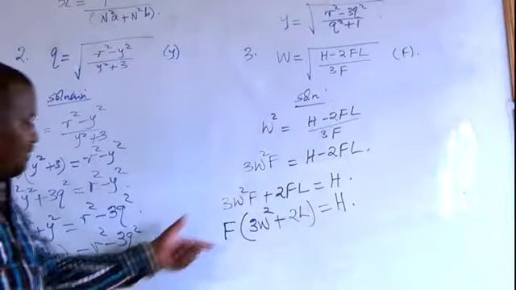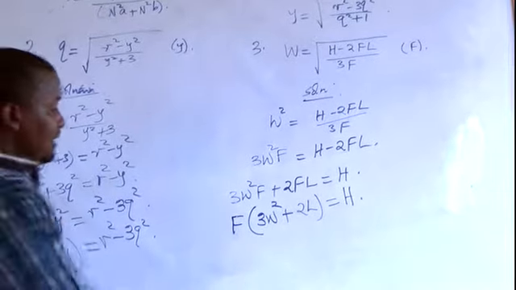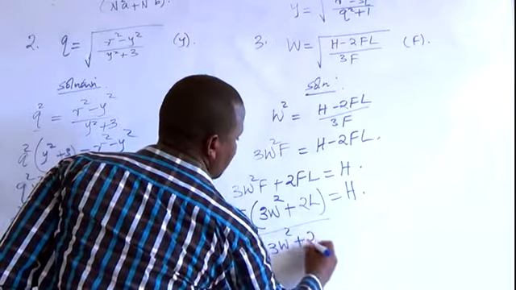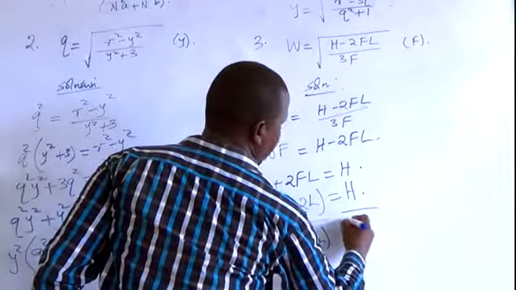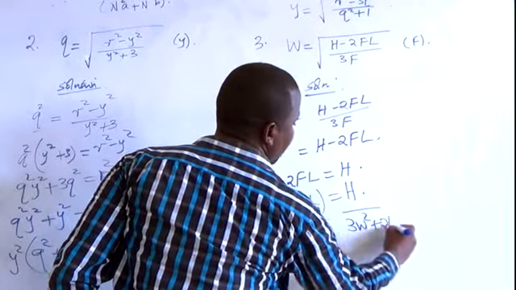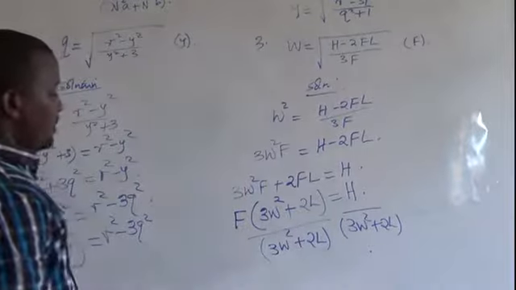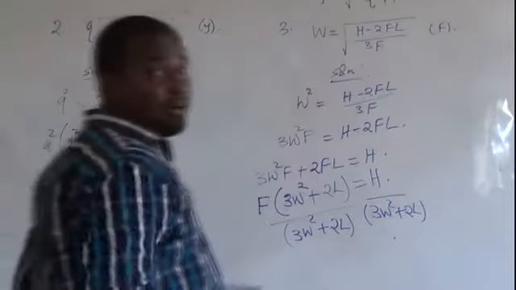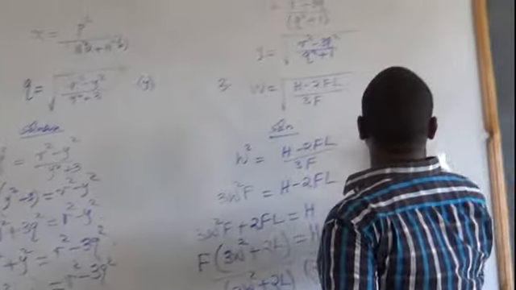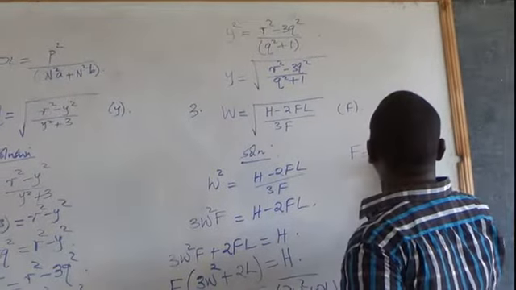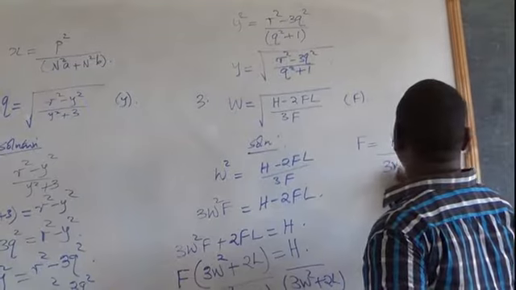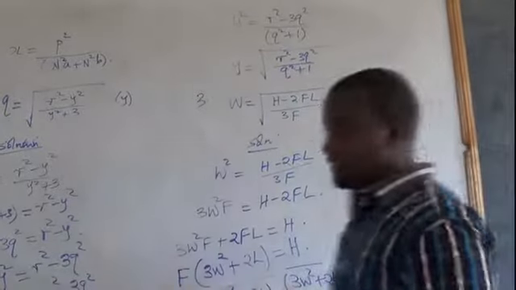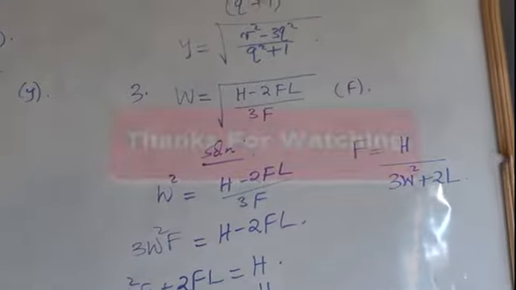So as to remain with f, we have to divide both sides by this expression. So this we divide by 3w squared plus 2l. We also divide here by 3w squared plus 2l. And therefore, we can have our f becoming h all over 3w squared plus 2l. And therefore, we have successfully made f the subject of the formula.